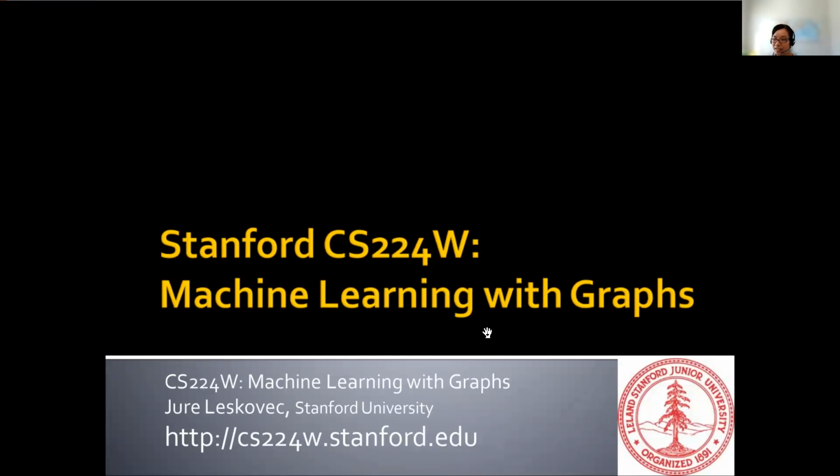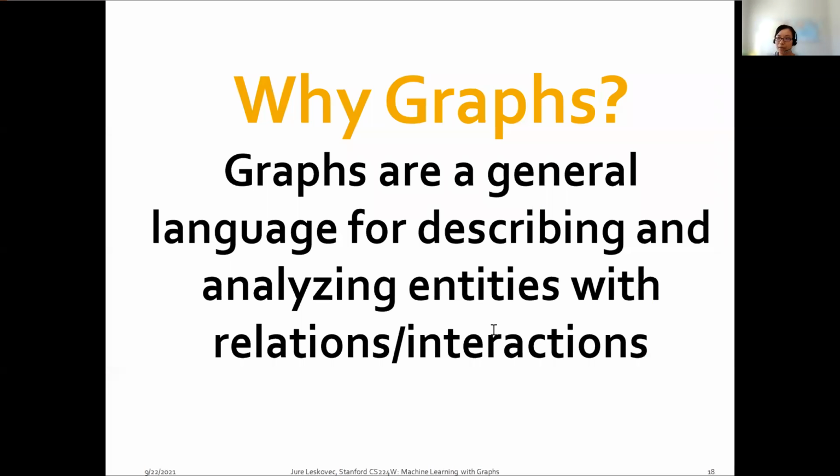So the first session is on the introduction side. So why graphs? Graphs are a very general language for describing and analyzing entities with relations and interactions.